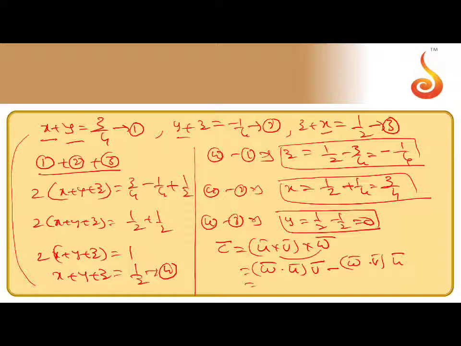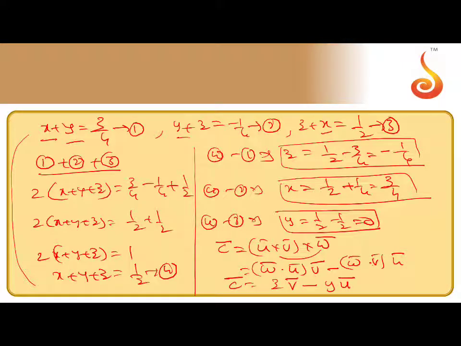So u dot w, what you are taken? U dot w as z v bar minus u dot v is y u bar. This is c bar. Okay, next place c bar equal to, and keep the values, x value 3 by 4, y value 0, and z value minus 1 by 4. And c bar you got as z v bar minus y u bar. Okay.